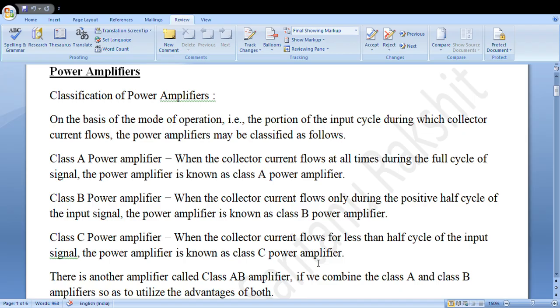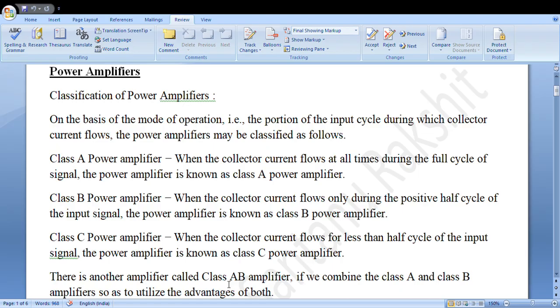The Class AB amplifier is actually an amalgamation of Class A and Class B amplifiers. In Class AB amplifiers, what happens? You get the output for more than half cycle but less than the full cycle. That means the mode of operation in the output cycle is more than 180 degrees but less than 360 degrees.